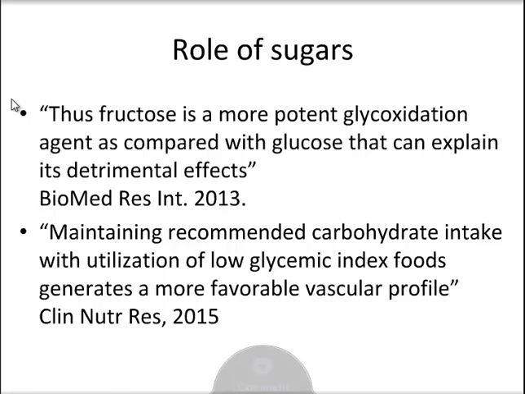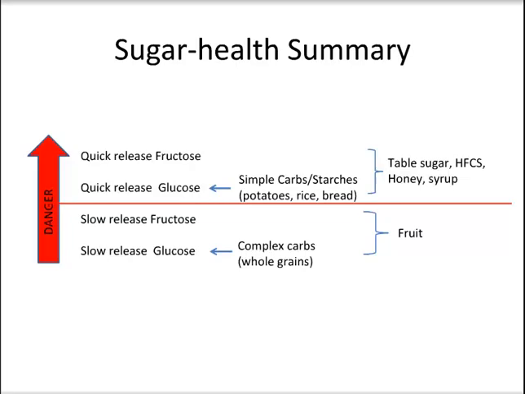And eating things like fruits and vegetables, complex carbohydrates, whole grains, really gets that glucose released in such a way that it's slowly released. The body can deal with it, can process it before we get high blood levels that would result in glycation.